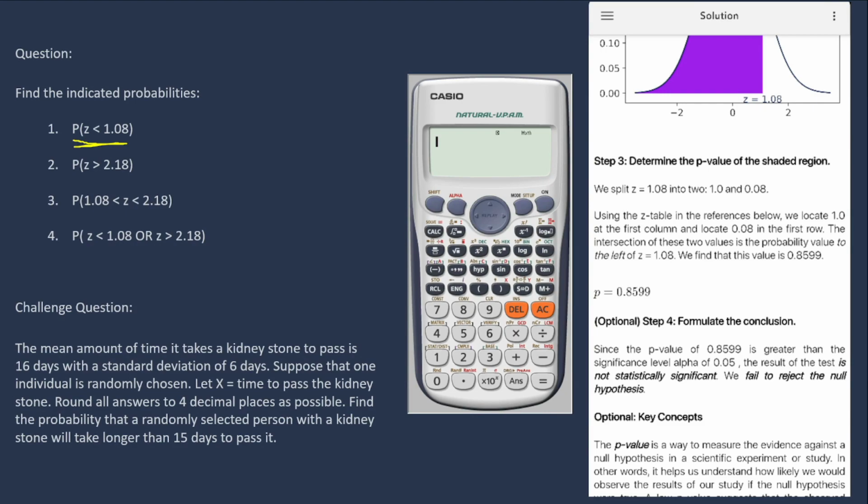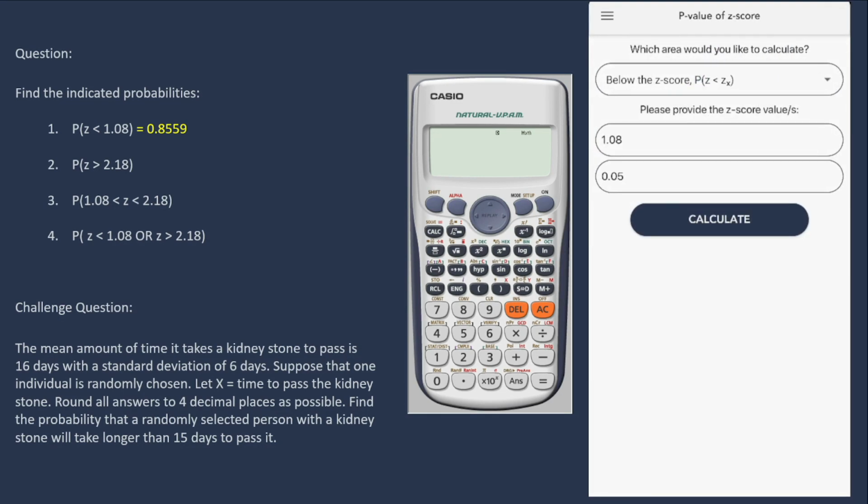So in this case, since the p-value is 0.8559, which is greater than the significance level of 0.05, then the result is not statistically significant. Therefore, the probability of z less than 1.08 is equal to 0.8559. Now to answer the next questions, we go back to the calculator.